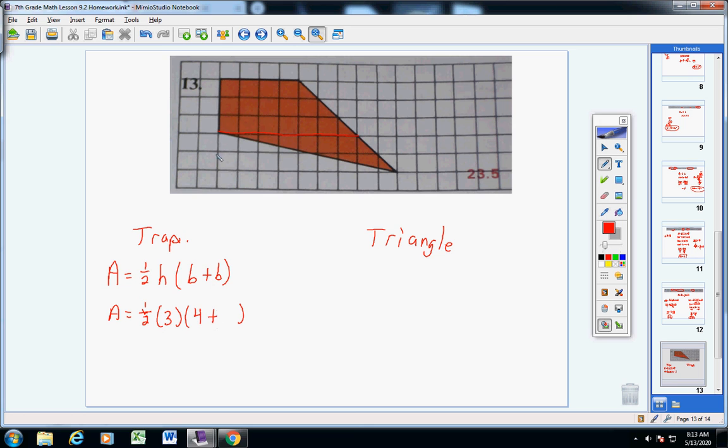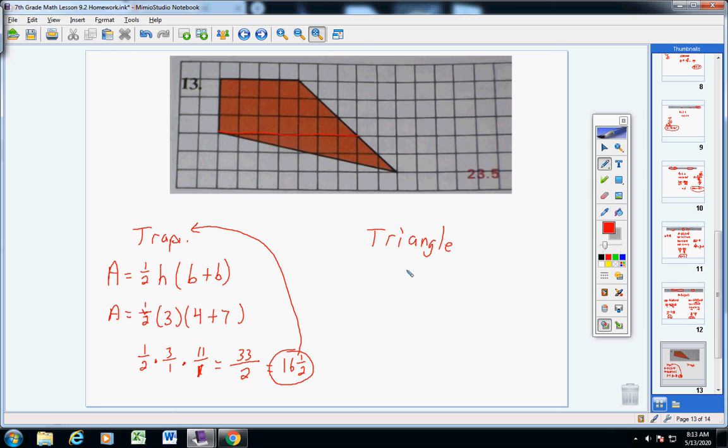And the length of this base here is 1, 2, 3, 4, 5, 6, 7. So I have 1/2 times 3/1 times 11/1. Now, nothing cancels, so I take 1 times 3 times 11 is 33, and 2 times 1 times 1 is 2. And if you divide that out, guys, and make it a mixed number, you will get 16.5. So that is the area of the trapezoid.